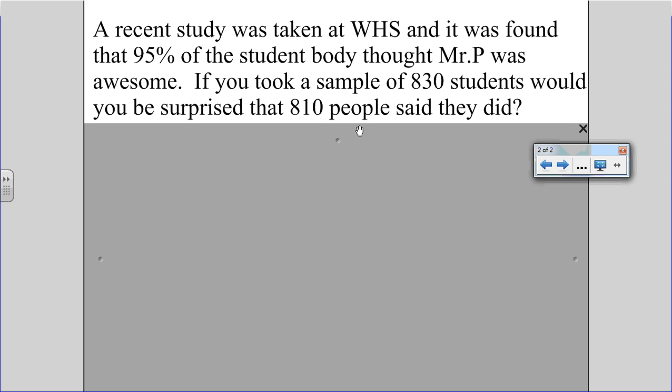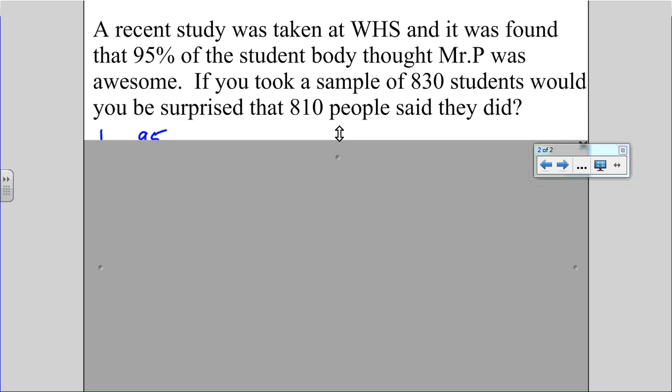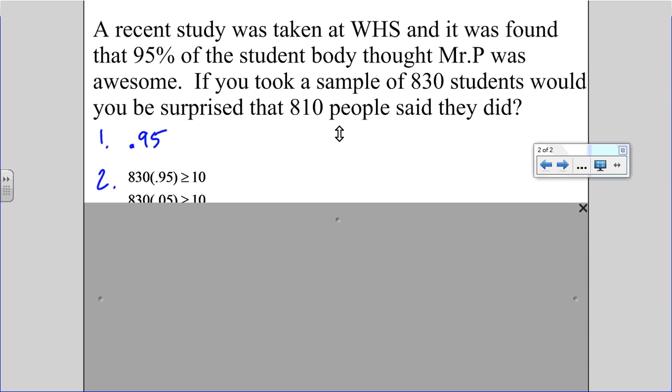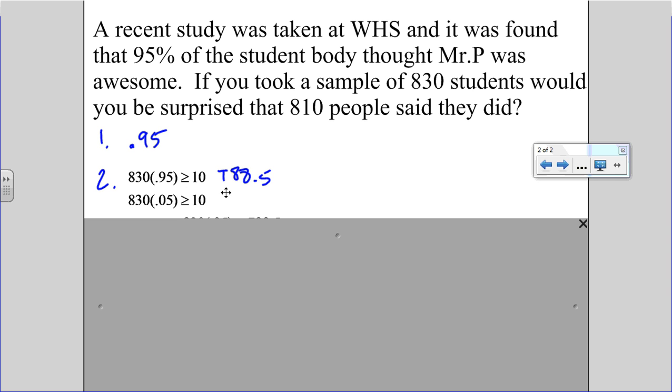We have to go through the 5 steps. So as you can see, the first step, I state my p-value, 0.95. Step 2, I want to check if it's normal. This 830 times 0.95, I think is 788.5. So that is greater than or equal to 10. My failures from 830 then is 41.5. So both are greater than 10. Show those numbers that they are greater than 10.